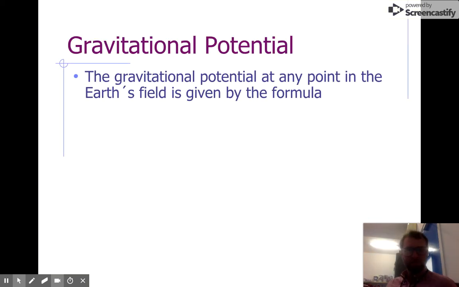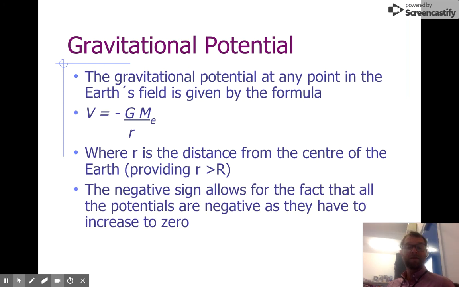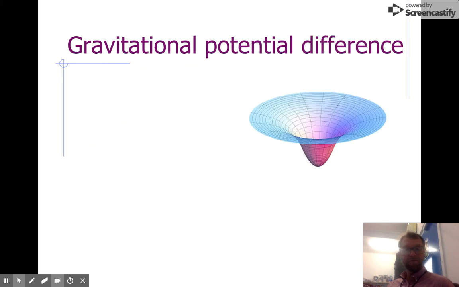So gravitational potential is given by this formula we've just explained. So gravitational potential, remember, incorporates how much potential energy per kilogram. So that little m gets cancelled out. We recognize it has to be a distance r from the center of the Earth, providing that r is greater than the radius of the Earth. And the negative sign allows for the fact that all potentials are negative as they have to increase to zero. So that's just a consistency feature which we've got there.